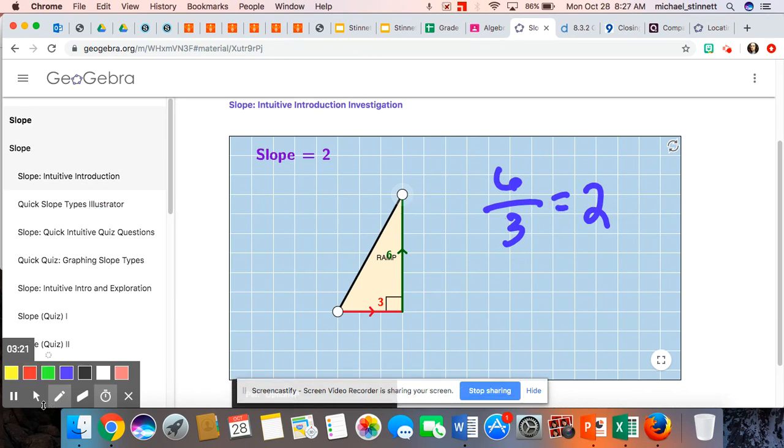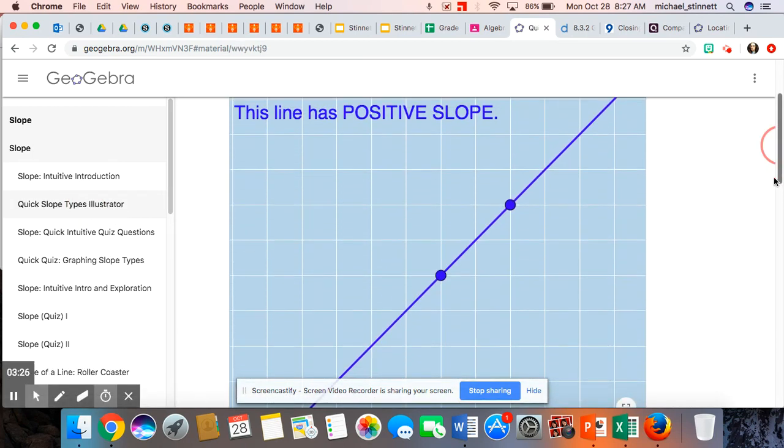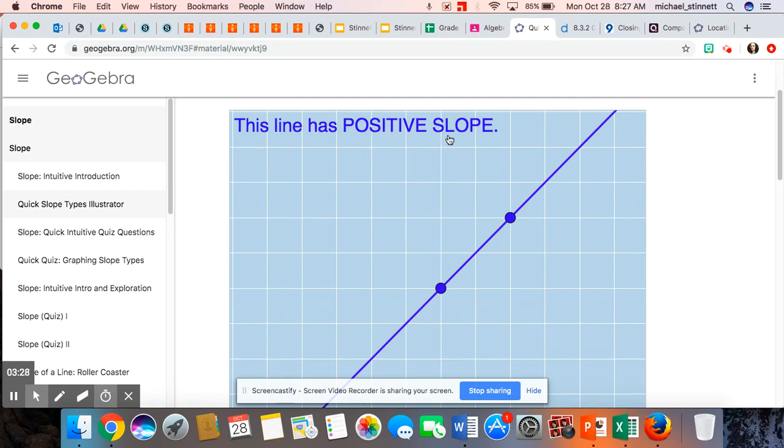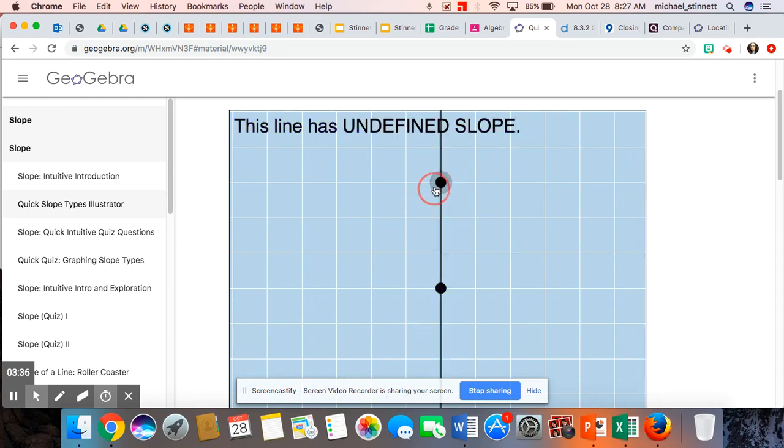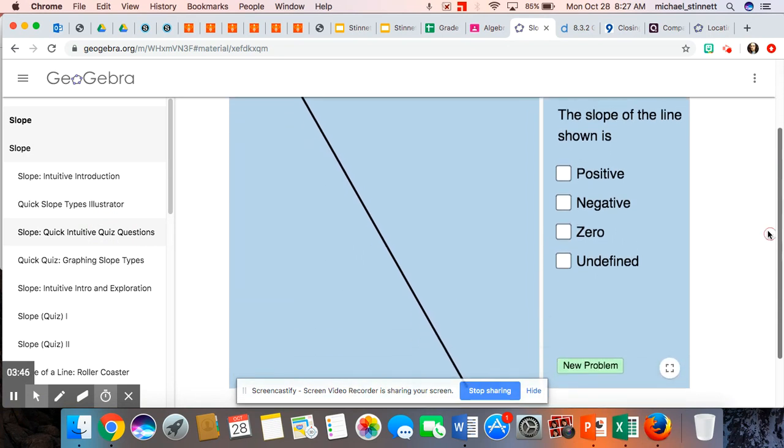And then if you go here to the next one, it does another animated thing. It talks about what's a positive slope, what's a negative slope, and what's a zero slope. And you can, again, just move these dots around, right? And then the next one does something very similar. It's a little quiz, and it asks you, is this a positive slope, a negative slope, a zero slope, or is it just undefined? Can we not figure it out?